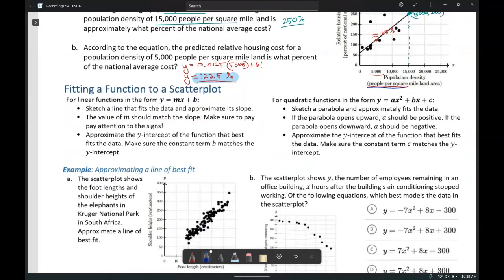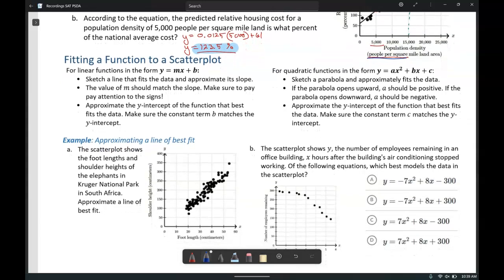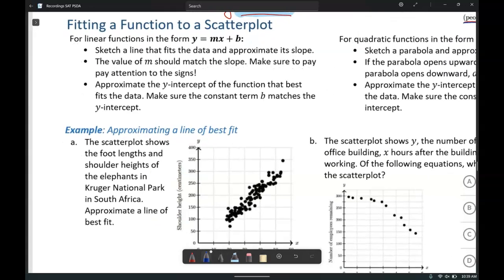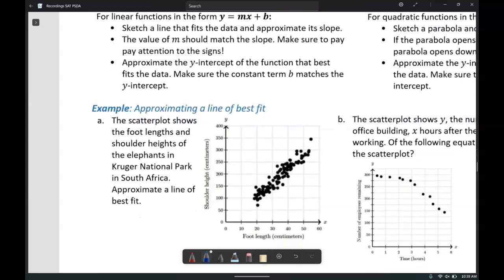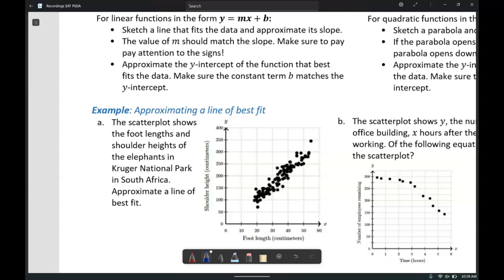Now let's look at fitting a function to a scatter plot. So here we have two types of functions that we'll look at, linear functions as well as quadratic functions. Let's start with the linear. We're familiar with the form of the equation y equals mx plus b. When we're trying to sketch a line of best fit, we're just going to be approximating it. There are very formal ways to identify what a line of best fit is, most common being the least squares regression. But all we have to do is get an estimate, a close shot, and then we'll be looking at some multiple choice values and try and figure out which one makes the most sense.